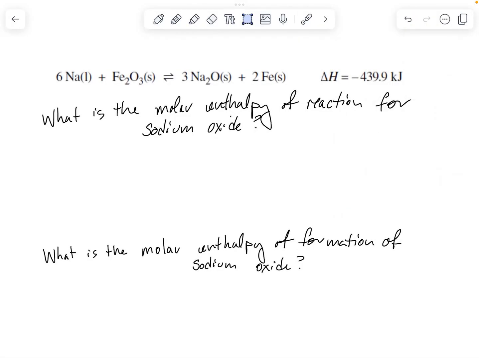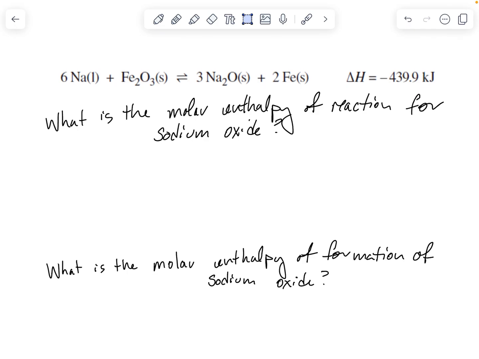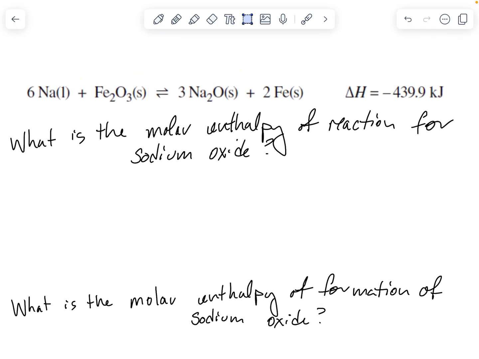In this video, we're going to try to establish how we can use Hess's Law and compare it to a question where we've got just a communication concept. So here I've got a reaction where 6 moles of sodium react with iron(III) oxide to produce sodium oxide and 2 moles of iron. Now I'm given the reaction enthalpy here.